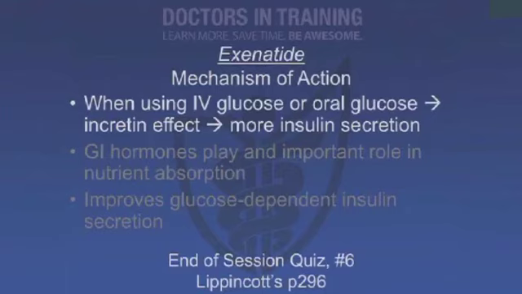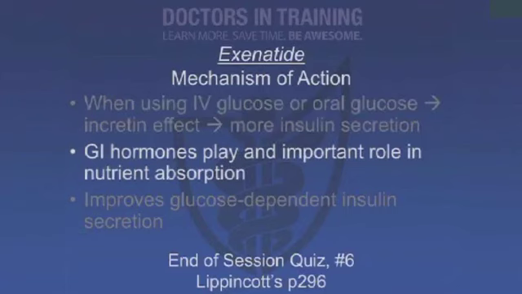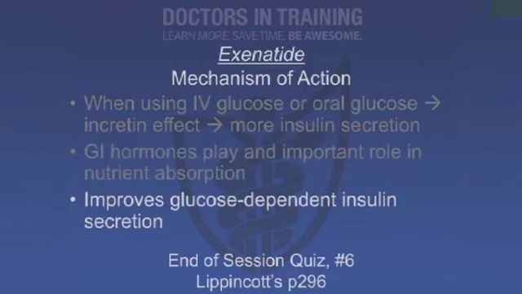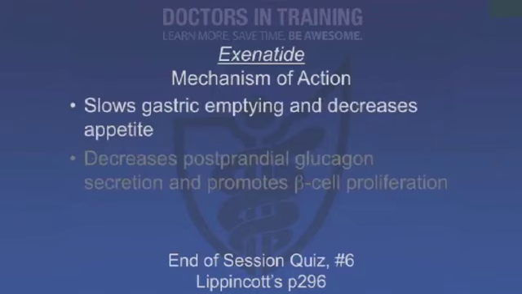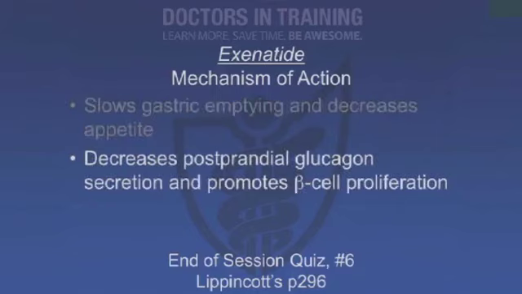Next, what is the mechanism of action of exenatide? So this is our incretin mimetic. The incretin effect is basically when you have IV glucose or oral glucose, you get more insulin secretion as a result of that glucose load. So the GI hormones play an important role in nutrient absorption. Exenatide is a GLP-1 gastric hormone homologue. This improves glucose-dependent insulin secretion, like we just said. But you can also get some slowed gastric emptying and decreased appetite. You also get decreases in postprandial glucagon secretion. And finally, it can promote beta cell proliferation.